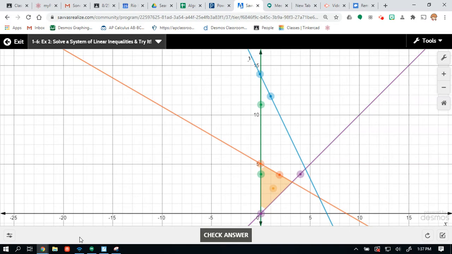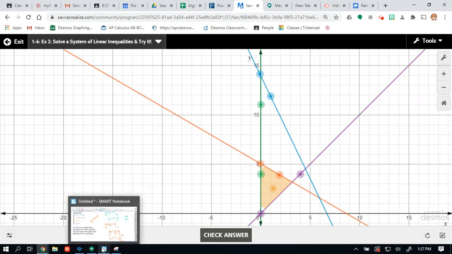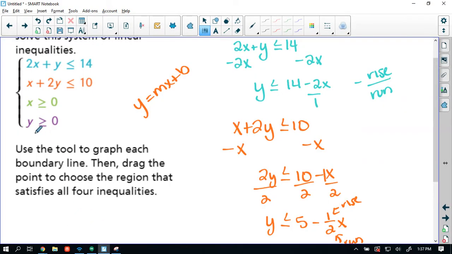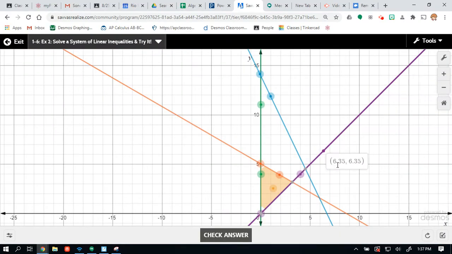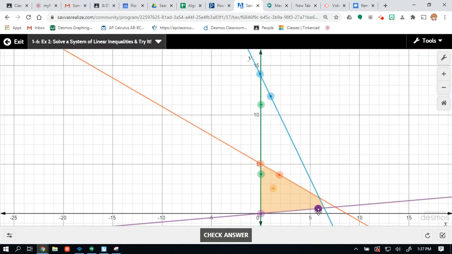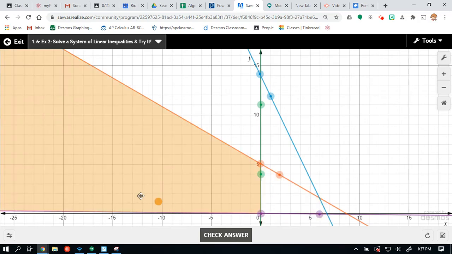Then, let's see here. The last one is purple, and that's y is greater than or equal to 0. So I'm going to go over here, the purple one, y is greater than or equal to 0, which is basically when y is equal to 0, that's our x-axis. So we're looking at that portion right there. And anything greater than this area, this whole area here is greater than, for y is greater than 0. This area right here is when x is greater than 0.